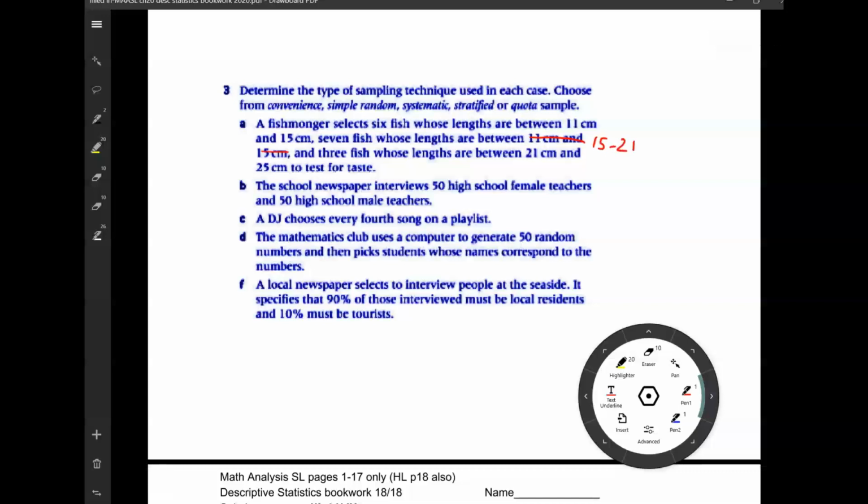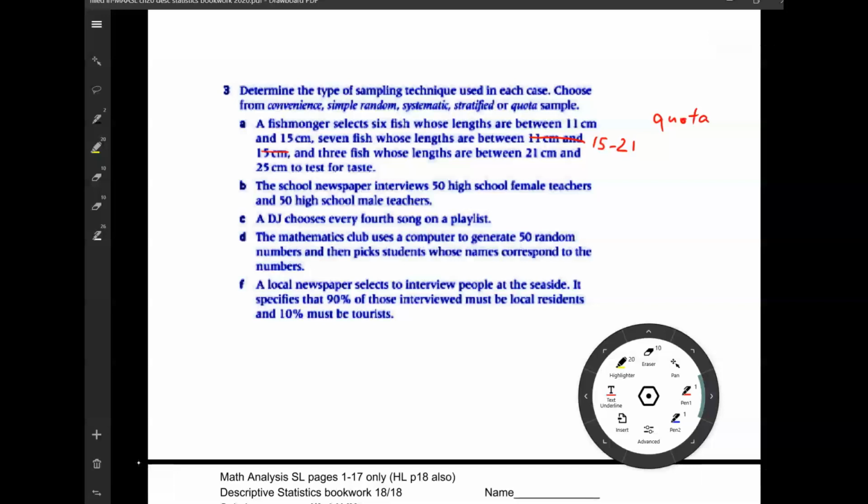So if he chooses 6 from the first category, 7 from the second category, and 3 from the third category, it looks like he's trying to do it in proportion, like he actually doesn't catch that many big fish, and he does get more of the middle size. So it looks like he's doing a quota, right, instead of stratified, because he's taking more samples from some of the populations than the others.